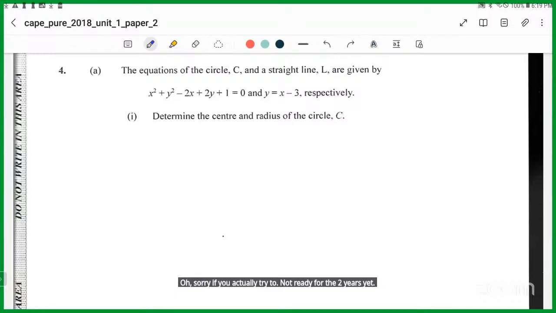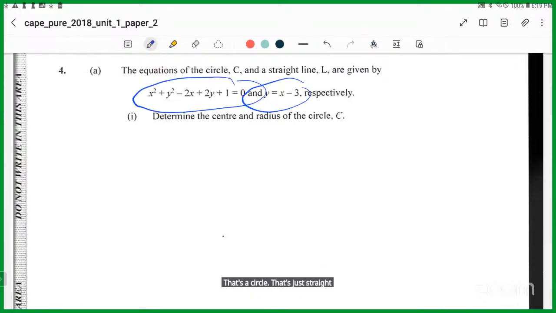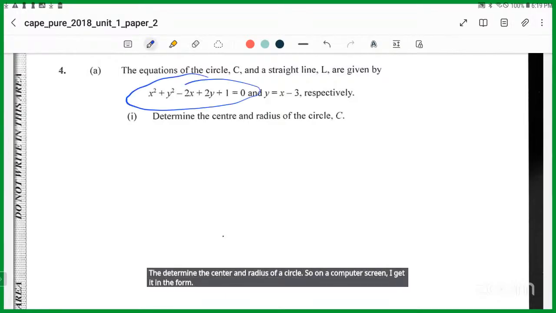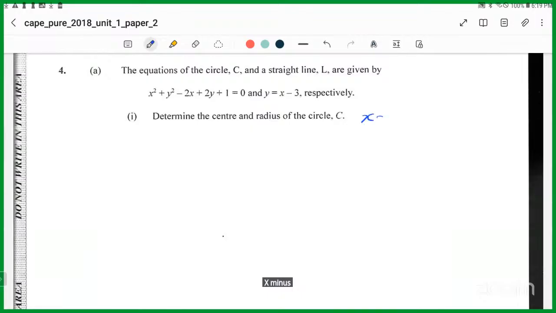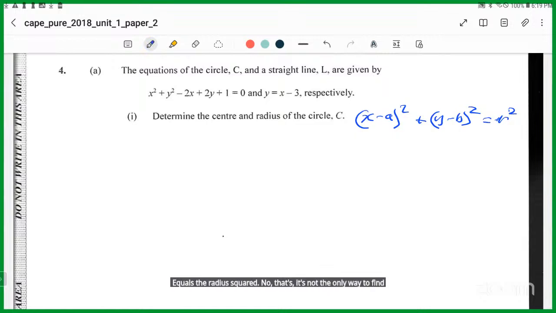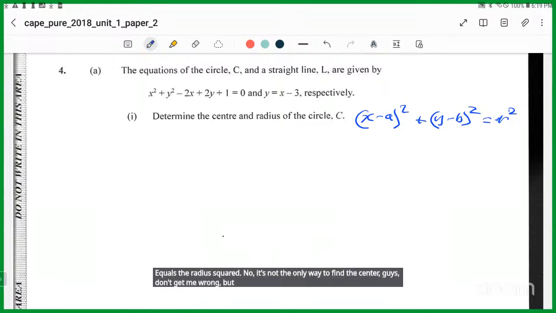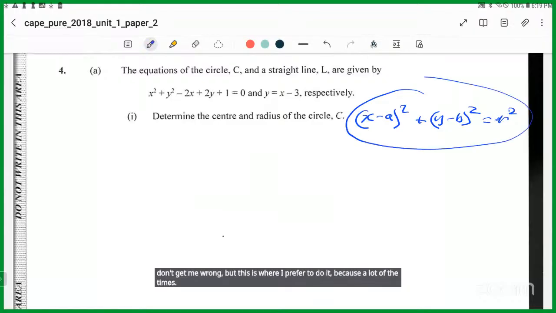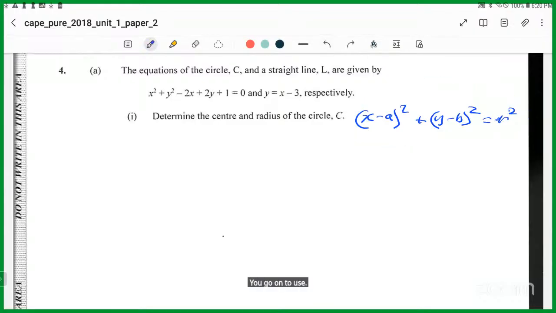Alright, the question said the equation of a circle and a straight line are these. So that's a circle, that's a straight line. It said determine the centre and radius of the circle. So I'm going to complete the square and get it in the form x minus a squared plus y minus b squared equals the radius squared. Now this is not the only way to find the centre and radius, guys. Don't get me wrong, but this is the way I prefer to do it, because a lot of the times you go on to use the information from this, especially the centre point.